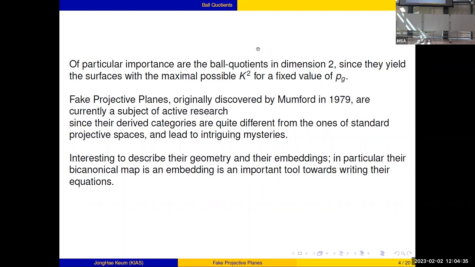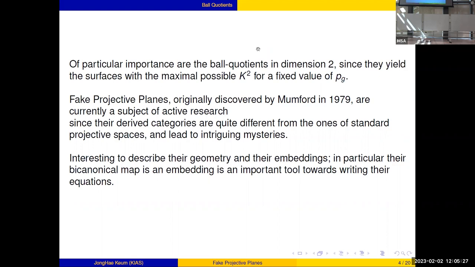Fake projective planes, originally discovered by Mumford in 1979, are currently a subject of active research since their geometry is quite mysterious, quite different from the standard projective space. If you have an exceptional collection of full length, and also a complement, that implies a quasi-phantom category. So it is interesting to describe their geometry and their embeddings. In particular, their bicanonical map is an embedding, an important tool for writing the equations.